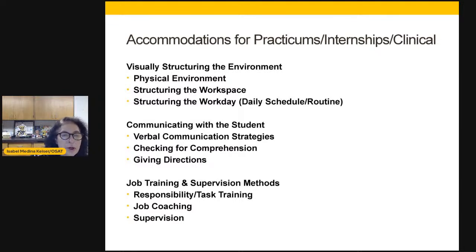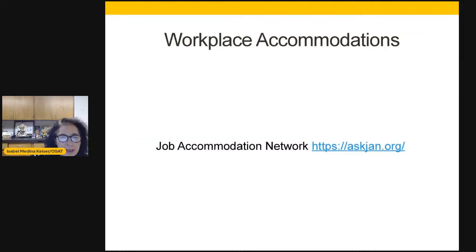My goal is for our students to know that accommodations don't just end at college. We provide accommodations to students that are going for their associate's, for their bachelor's, for their master's, and for their PhD. But I want them to know that accommodations are also available in the workplace. And these are just some of the things that we work on as far as accommodations within practicums, internships, and clinicals.